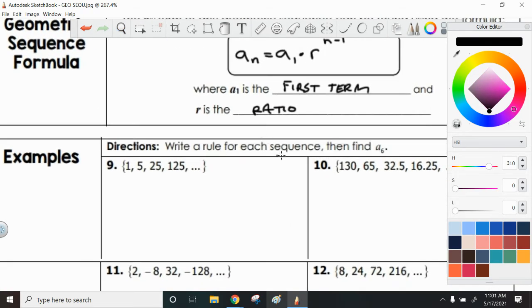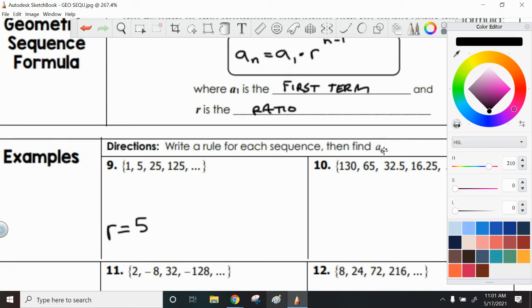And so find the rule for the sequence and find a to the power of 6. Okay, so our ratio here would be 5. That's pretty obvious. Times 5, times 5, times 5. What would a to the power of 6 be? Sorry, what would the term 6 be?